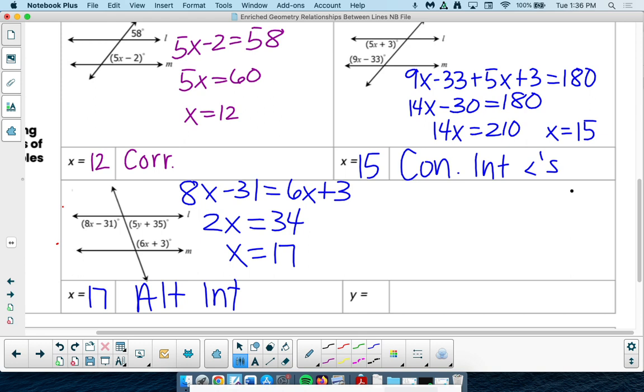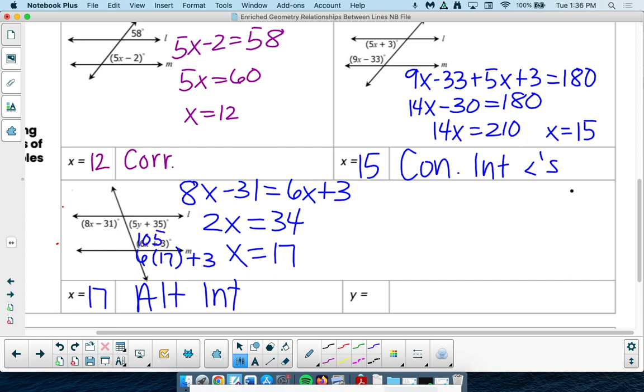Okay, so that's good. Now, what do you guys want to do? Plug it in. Are you plugging into the 8x or the 6x? 6x. Okay, will you guys do that for me? 6 times 17 plus 3. 105. 105? Anyone want to confirm that? 75.